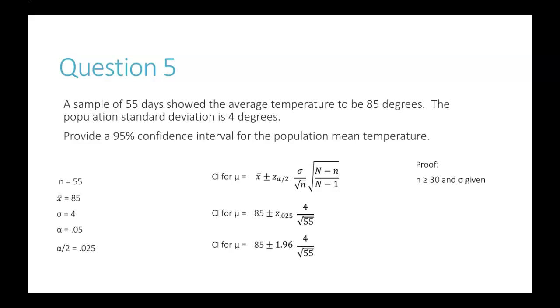Wait, how did you get 1.96? So if you take a look in your z-score table, in your z-score table you'll have all those areas in the middle portion of that table. And so we want to find, in those areas, 0.025, which is our alpha divided by 2. And once we find that, then we see, okay, what's the z-score that has that area? And that z-score will be 1.96.